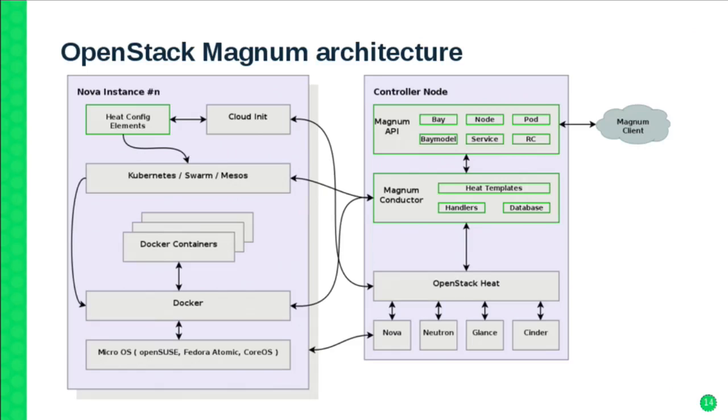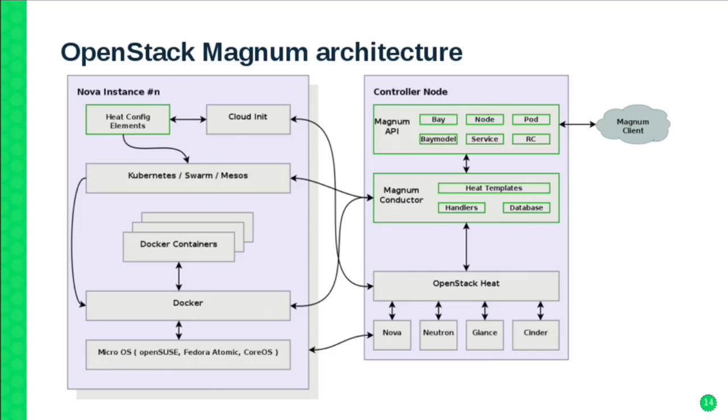And this driver is implemented as a Heat template, and Heat is the orchestration component for OpenStack to create our cloud resources. For example, we can create the volumes using the storage backend. We can, for example, create a network for a Kubernetes cluster.